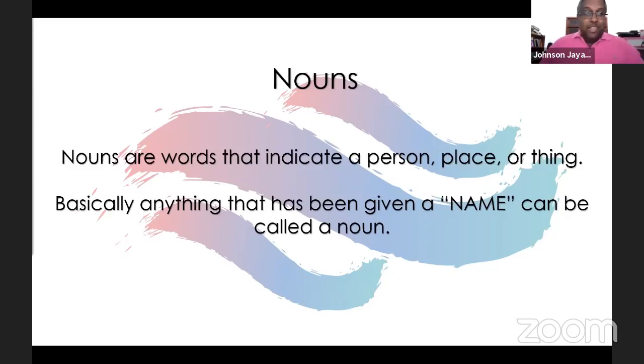Basically, nouns are the names that we give to people, places, things, animals, and ideas. Okay, so basically, nouns are names. That's what's mentioned here. Nouns are words that indicate a person, place, or thing. Basically, anything that has been given a name can be called a noun. So that's the basic definition of a noun.